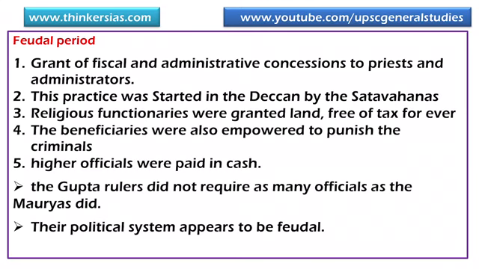Since much of imperial administration was managed by feudatories and beneficiaries, with the participation of artisans, merchants, and elders in rural areas, the Gupta rulers did not require as many officials as the Mauryas did. Their political system appears to be feudal. It is very important from the prelims point of view. Please make note of it. Mauryas had centralized administration, but Guptas had feudal administration. It was not central.